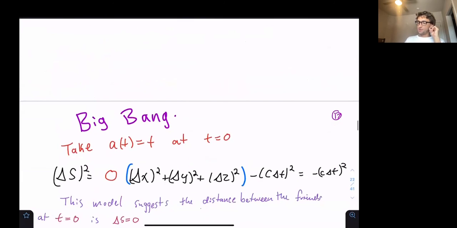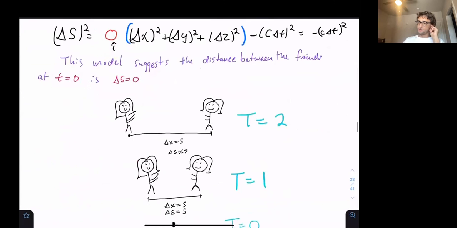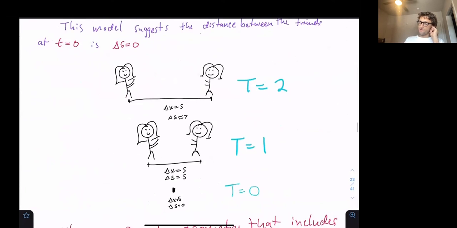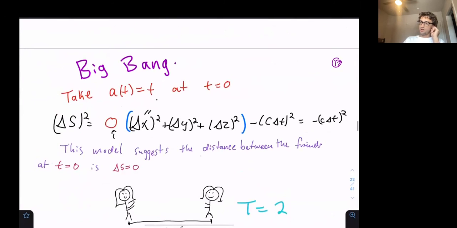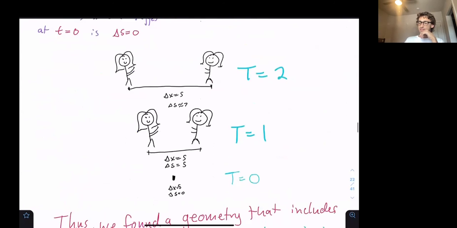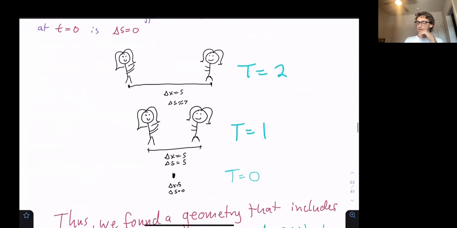So what about at t equals 0? At t equals 2, the distance was about 7. At t equals 1, the distance was about 5. But at t equals 0, a(0) is 0, so the total distance is 0. So you get a big bang.